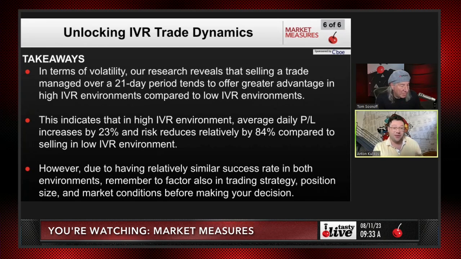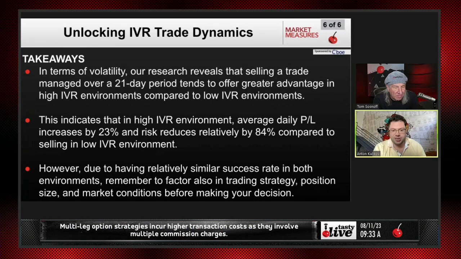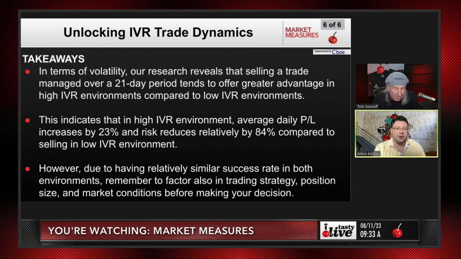In this case, we looked at CVaR, P&L on a daily basis, but you can also look at just the raw trade P&L, or standard deviation of P&L. You can look at a lot of different things. So no matter how you cut it, risk is reduced and P&L increases compared to selling in low IV rank environments. However, due to having a relatively similar success rate in both environments, remember to also factor in the trading strategy, position size, and market conditions.